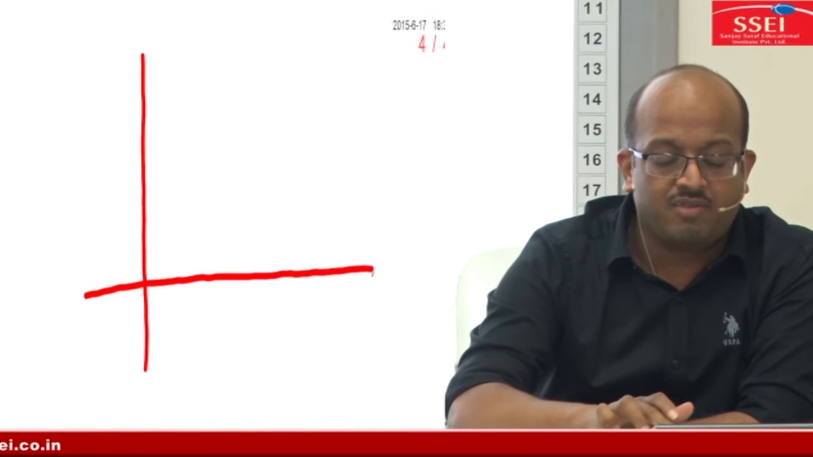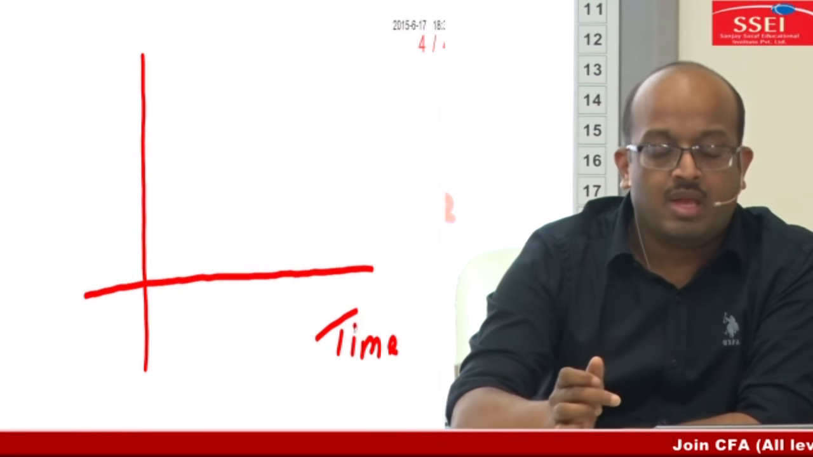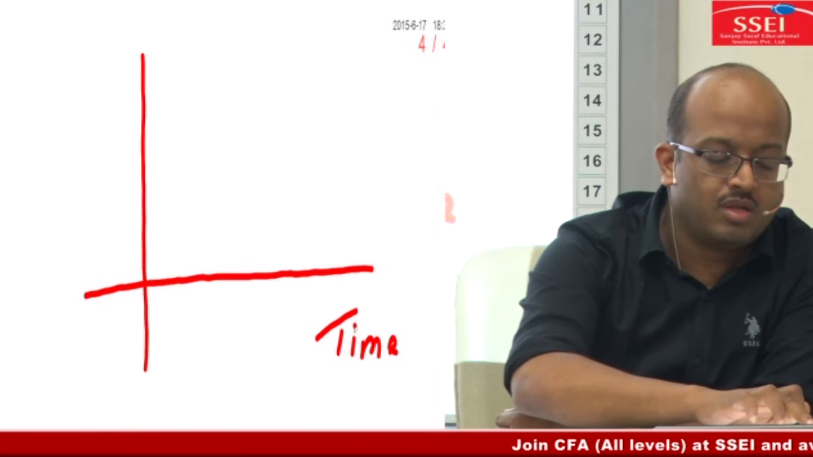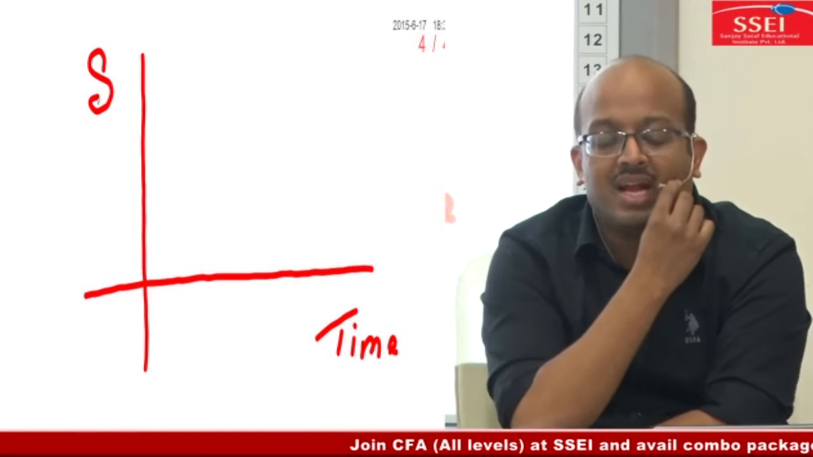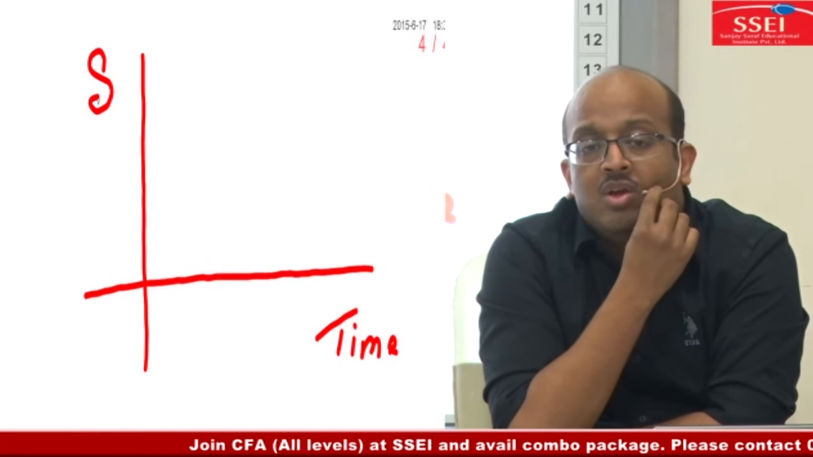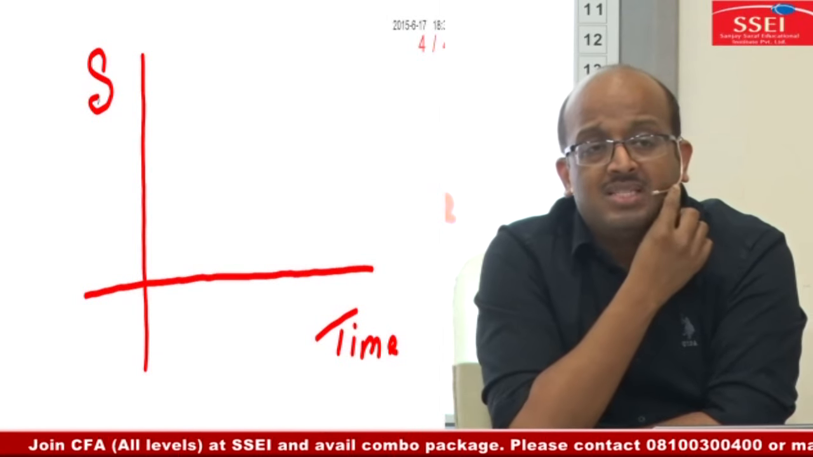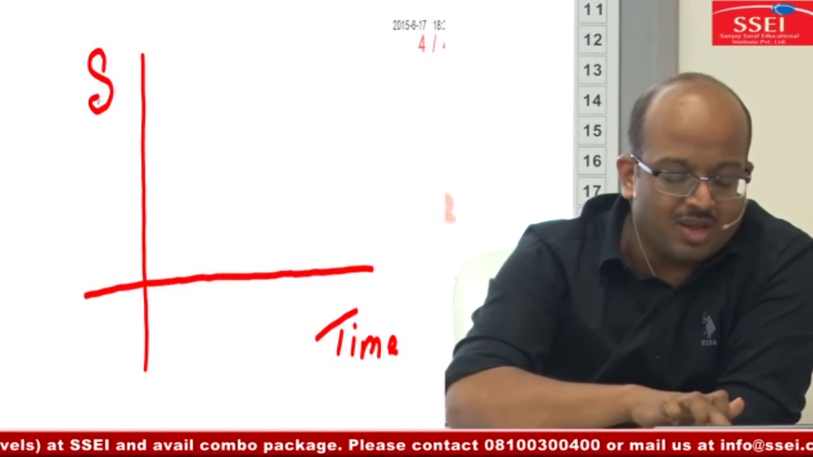Draw it with me, please. On the x-axis, we have time. And on the y-axis, we have the stock price, S. So on the x-axis I have taken time, and on the y-axis I have taken the stock price, that is S. We have a call option on this stock, at a strike price which is K. Now let me mark that K over here.